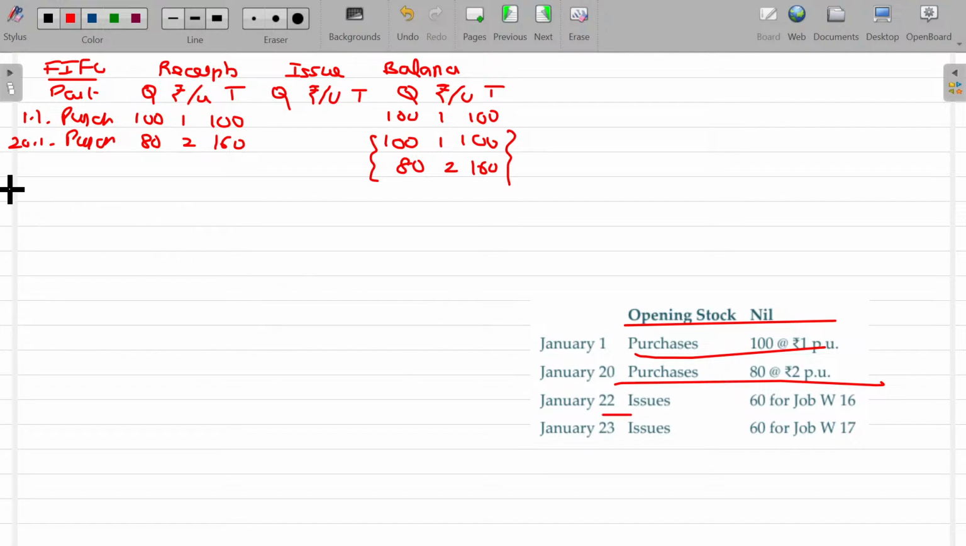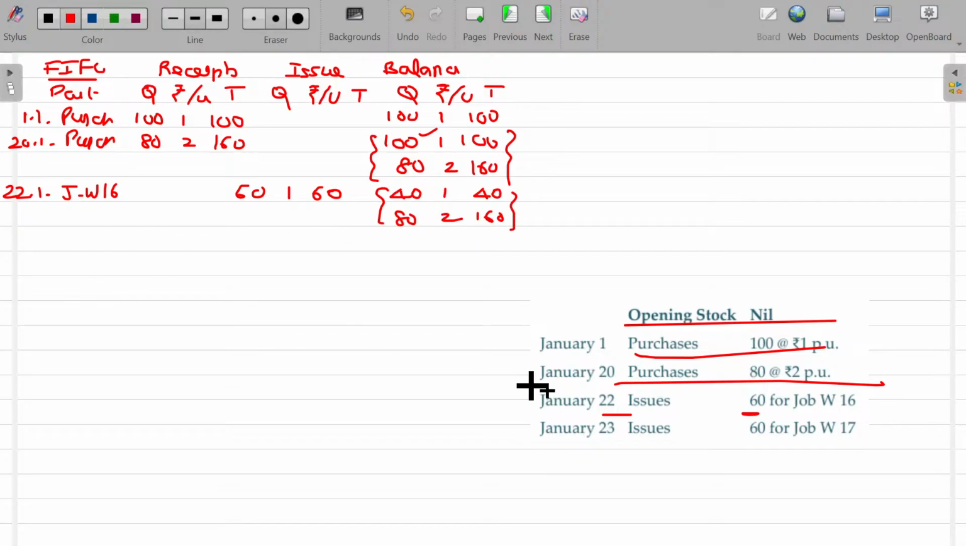On 22nd January, issues happening, 60 units for Job W16. As you follow the FIFO method, the first value should be used here. So 100. 60 will be issued from the first item. That item cost us rupees 1, so 60. And finally you have 40 rupees, and another 80 items at rupees 2, 160.